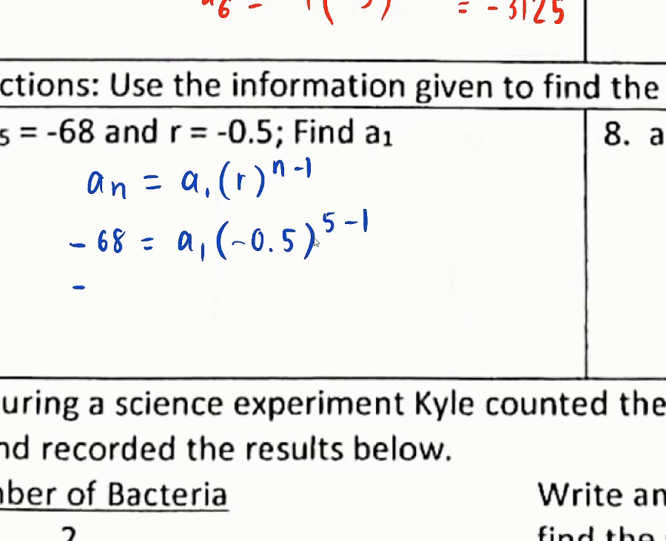So here's what I want you to do. Ignore everything else. And I want you to go to your calculator. And I want you to type in, open parenthesis, negative 0.5, close parenthesis, raised to the 4th power. That's what's being multiplied by a sub 1 right now. What is that? 0.0625.